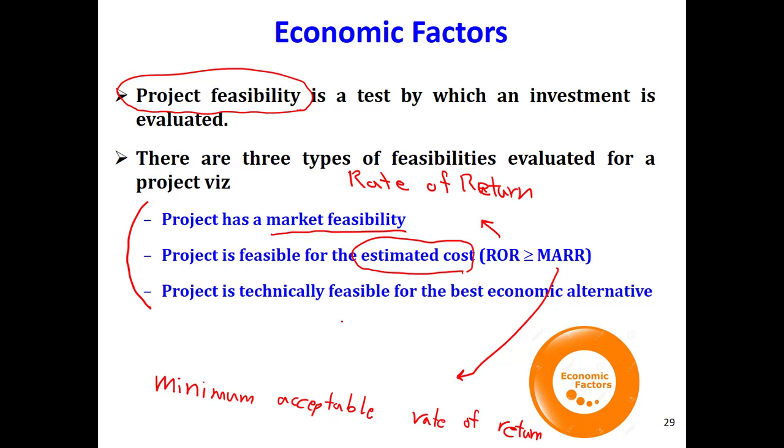Okay, and also we have to make sure that the project is technically feasible for the best economic alternative. So in case the product that we are producing is not popular anymore, we have to be flexible. Technically, we have to be flexible to be able to do some smart change in the project, in the plant, and produce some alternative product that is popular in the current market.